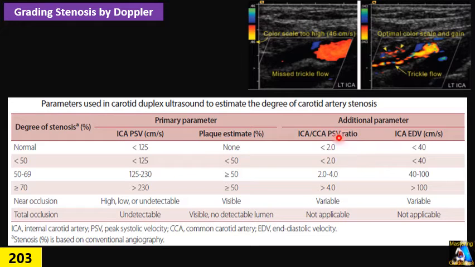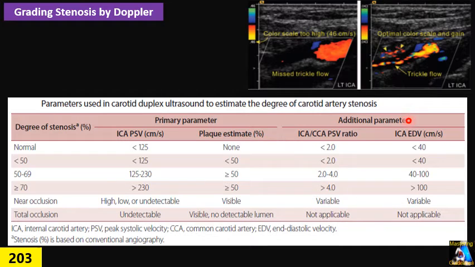In the additional parameters, we use the ratio of the ICA to CCA peak systolic velocity. For the CCA parameter, we do spectral Doppler 1 to 2 centimeters before the bulb of the carotid, and then, based on the finding on the ICA, we calculate the ratio of these two. Another is the end-diastolic velocity of the ICA.